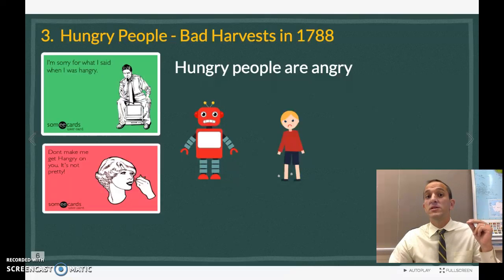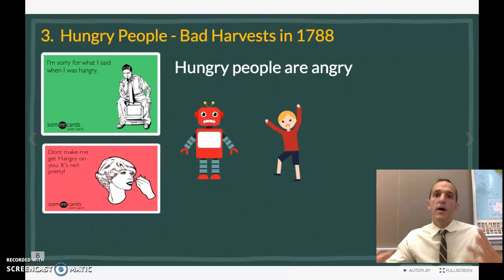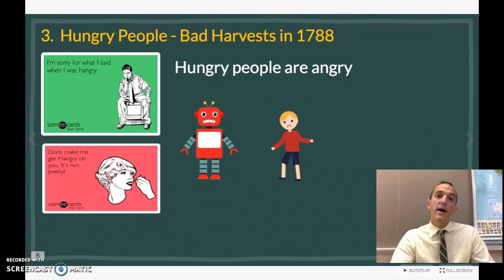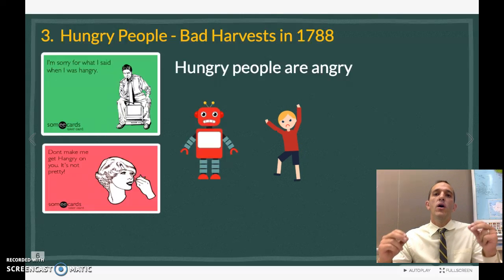If you ever watch the Snickers commercials about being hungry and then someone turns into someone else and they're all angry, that's what happens in France. There's a bad harvest in 1788, a horrible harvest. People are starving in the streets. There's bread riots because people can't afford bread. You have peasants who have no food to grow because of the bad harvest. Therefore, they can't buy any food. It's a horrible situation. And when people are hungry, they get mad.